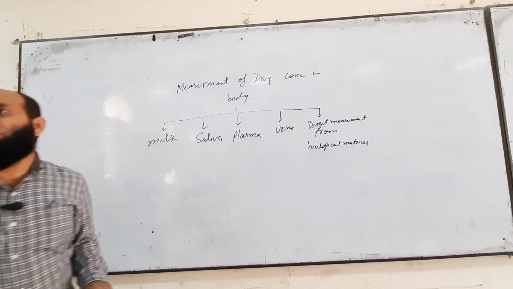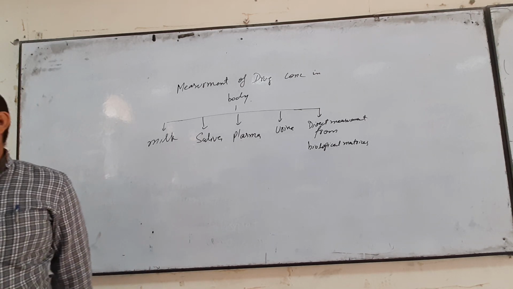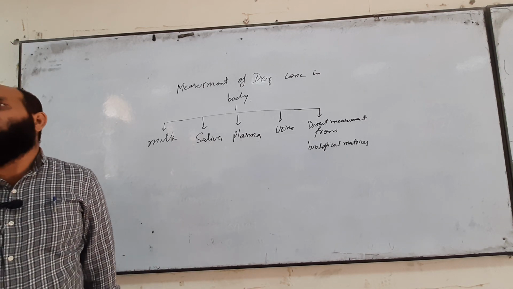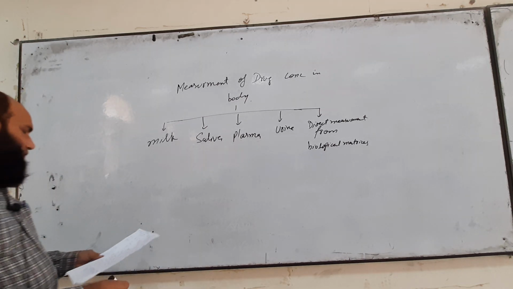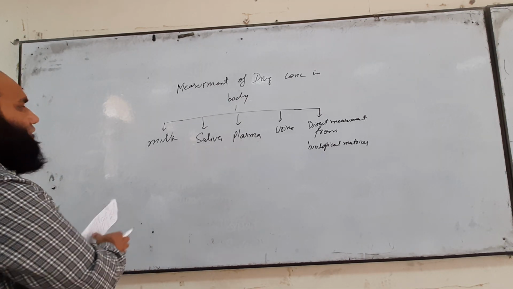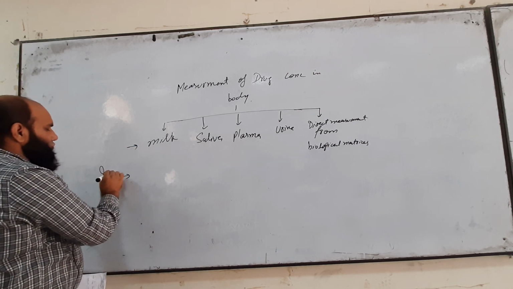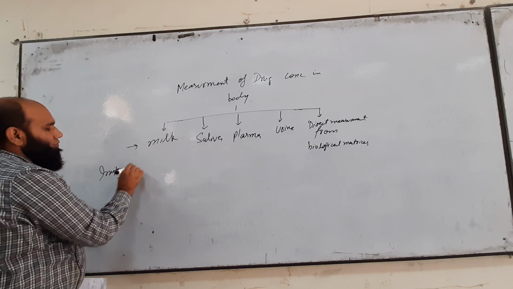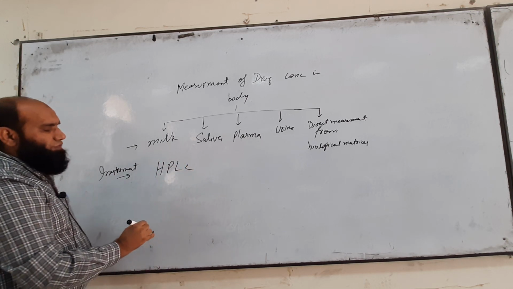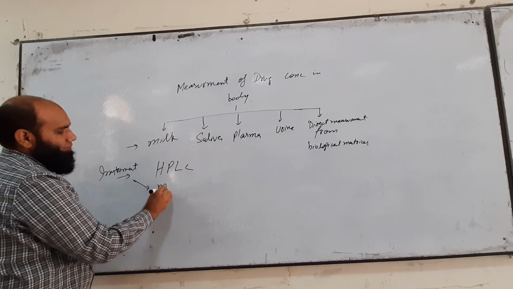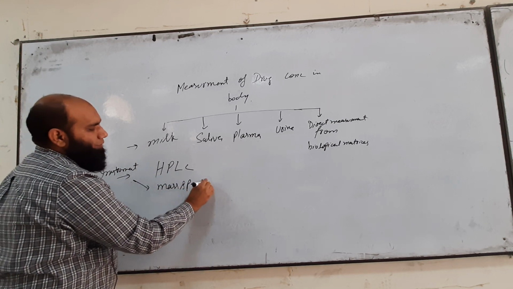For example, biopsy. Biopsy is a technique where we take some segment of the tissue and then check the amount of the drug. And there are instruments which we are using. One is high performance liquid chromatography and the other is mass spectroscopy.